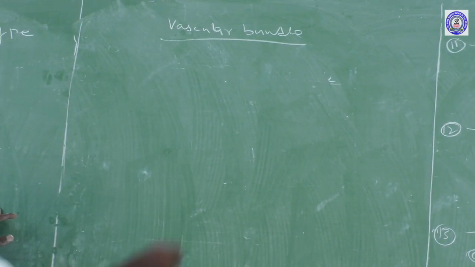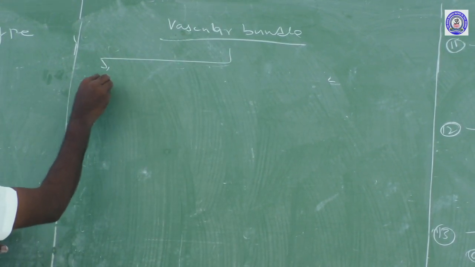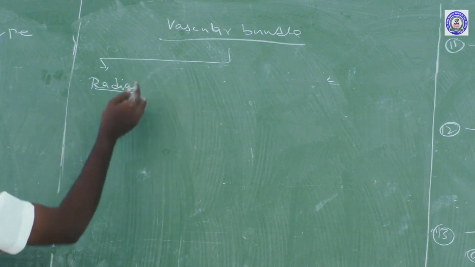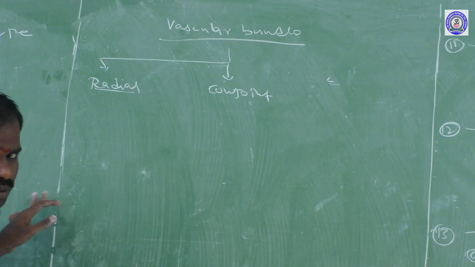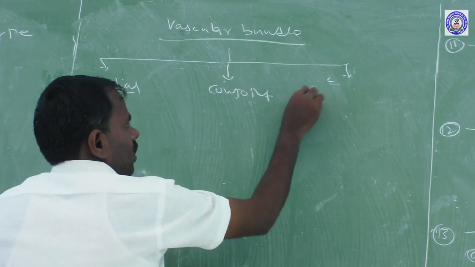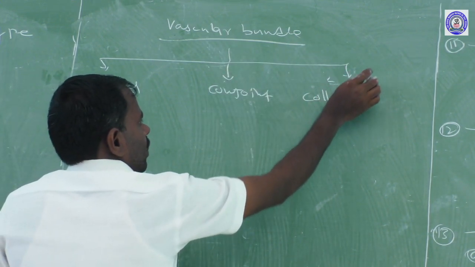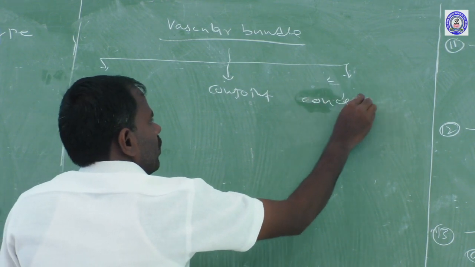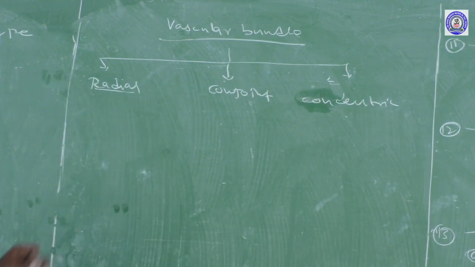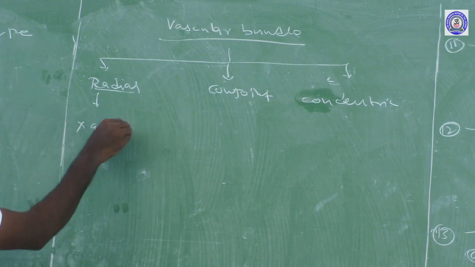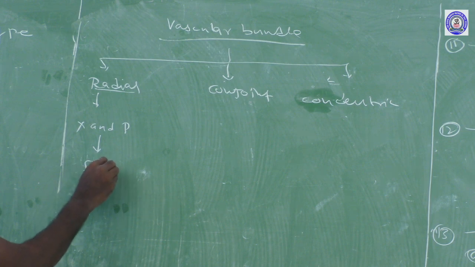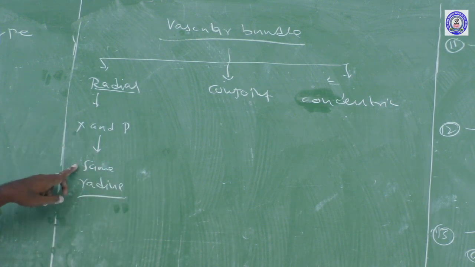There are 3 types of vascular bundle. The first one is radial vascular bundles, the second one is conjoint vascular bundles, and the third one is concentric vascular bundle. In radial vascular bundles, xylem and phloem are arranged on different radii.